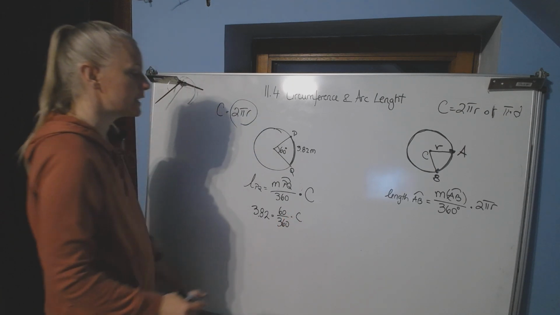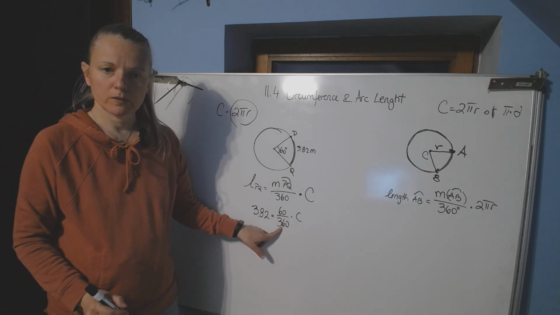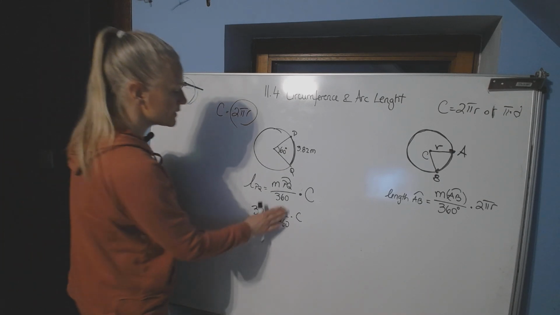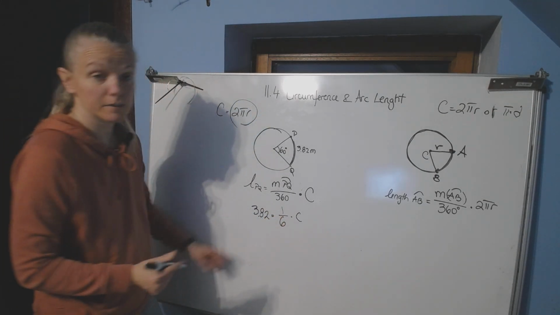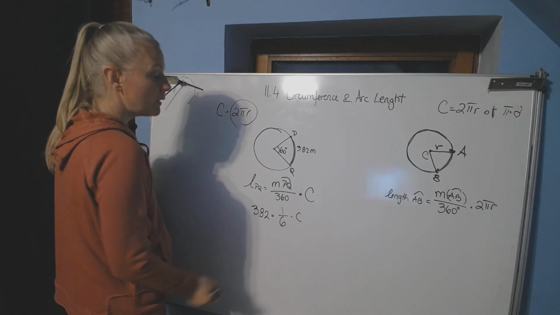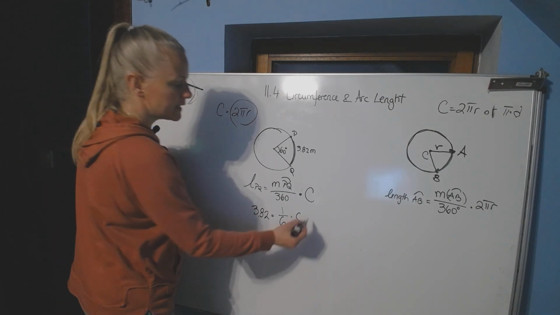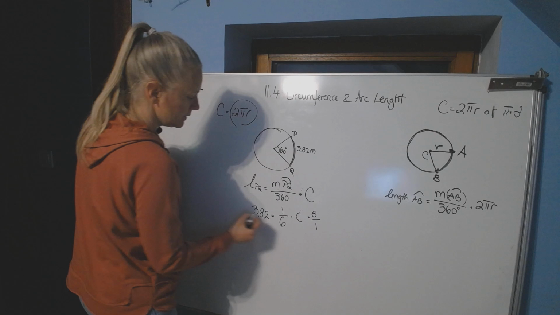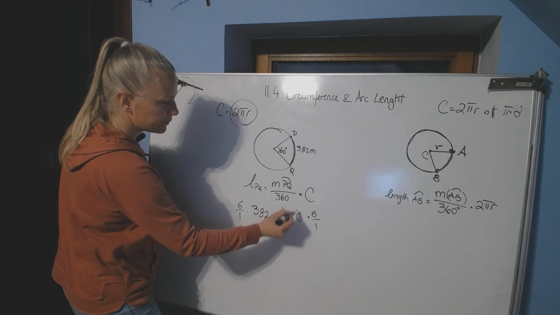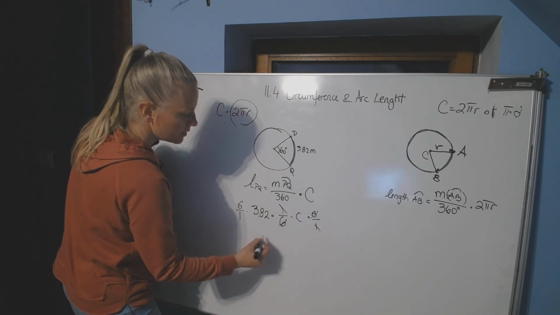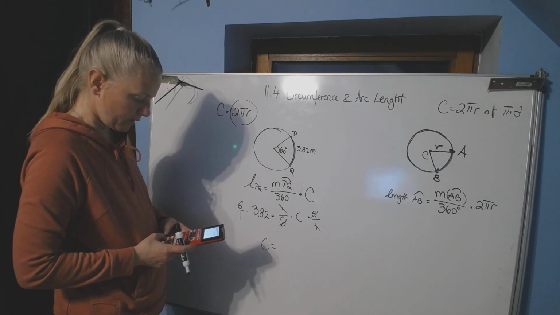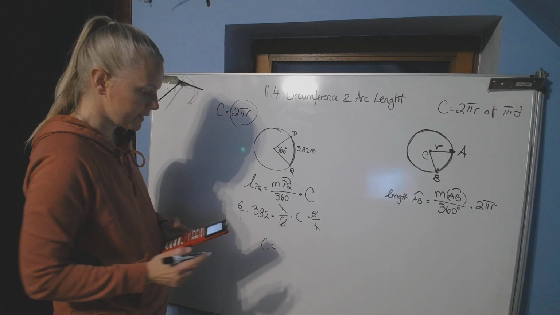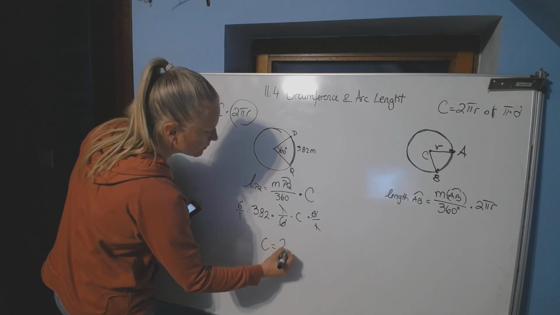I'm solving for C. My first move will be to reduce this. This is very reducible. This is 1 over 6. And I need the space, so I'm going to erase it. How do I get rid of 1/6 to just get C? Times 6 over 1. This goes away. My circumference is 6 times 3.82, which is 22.92.